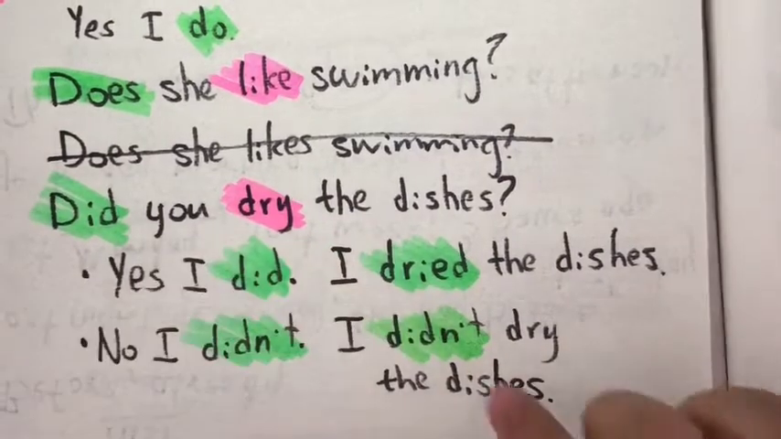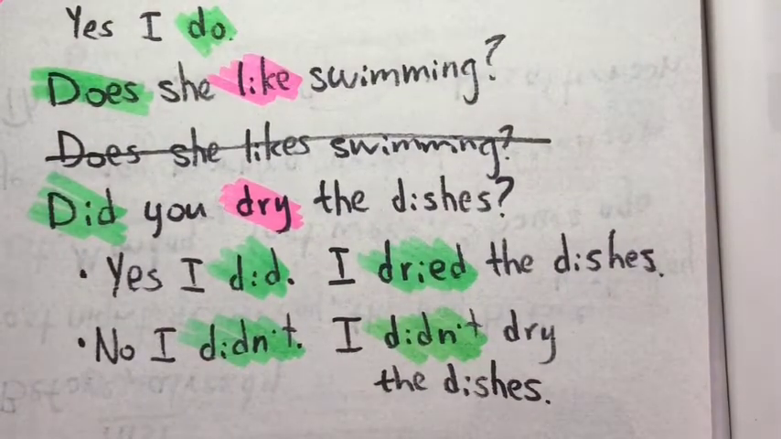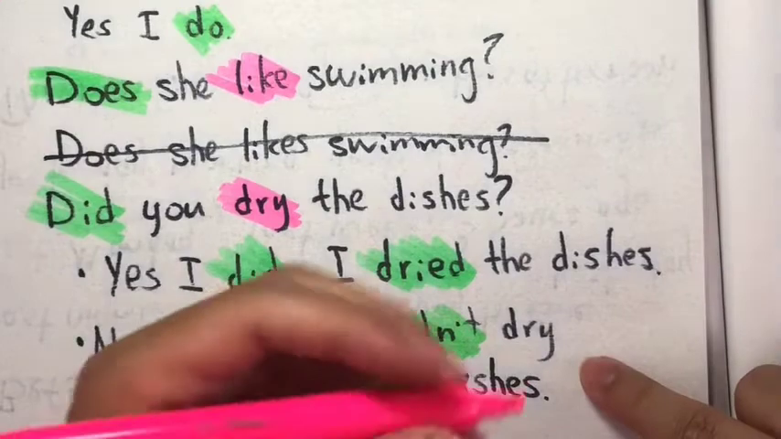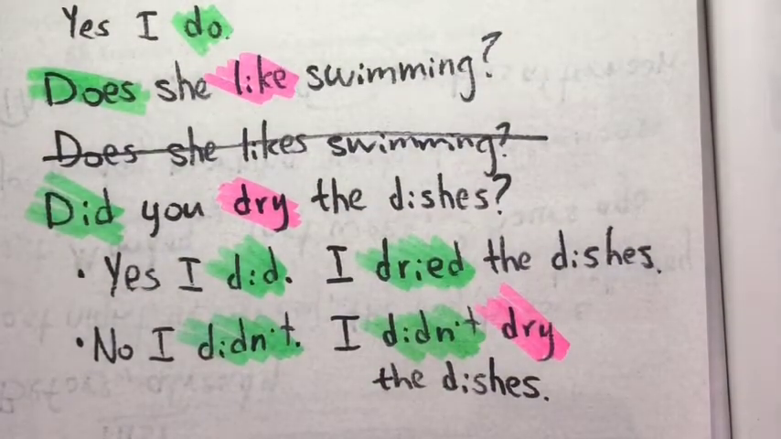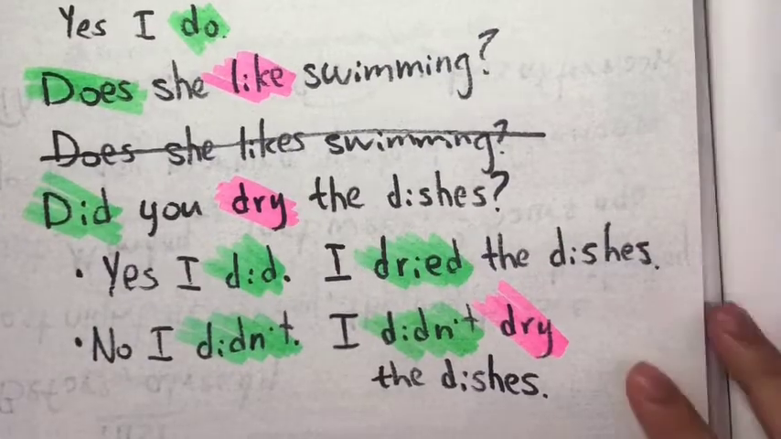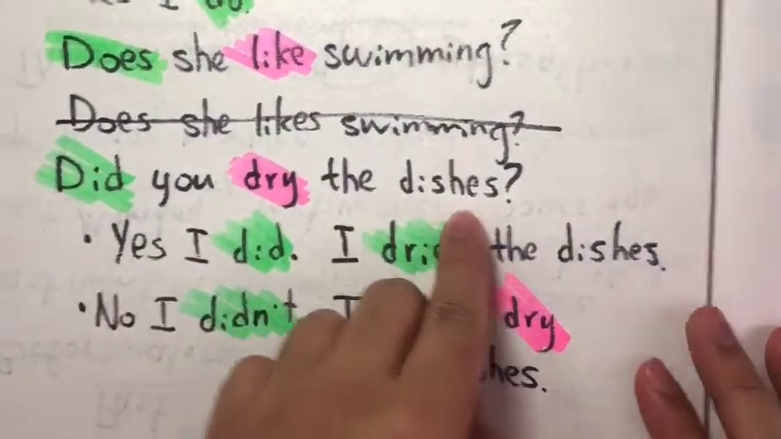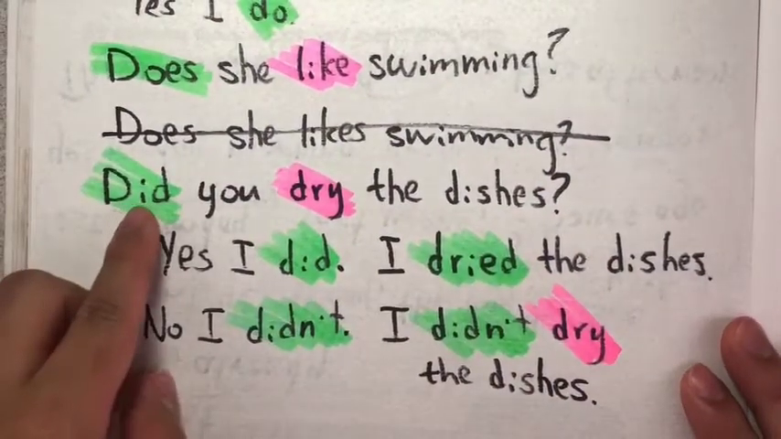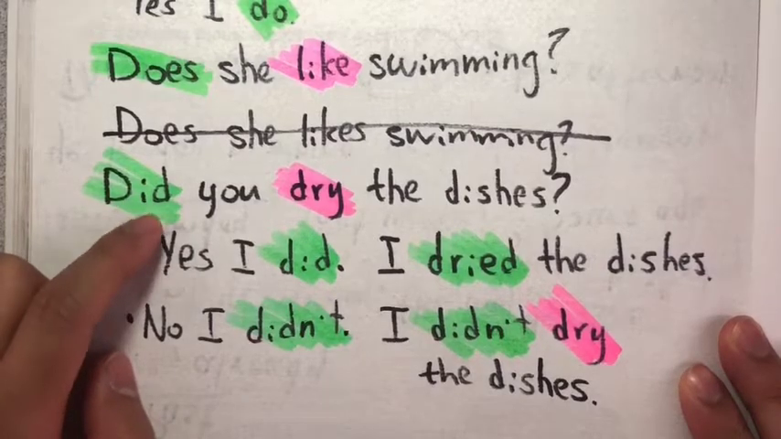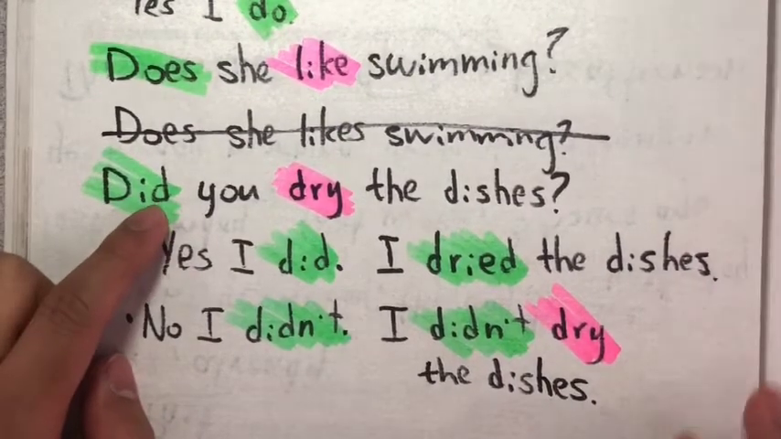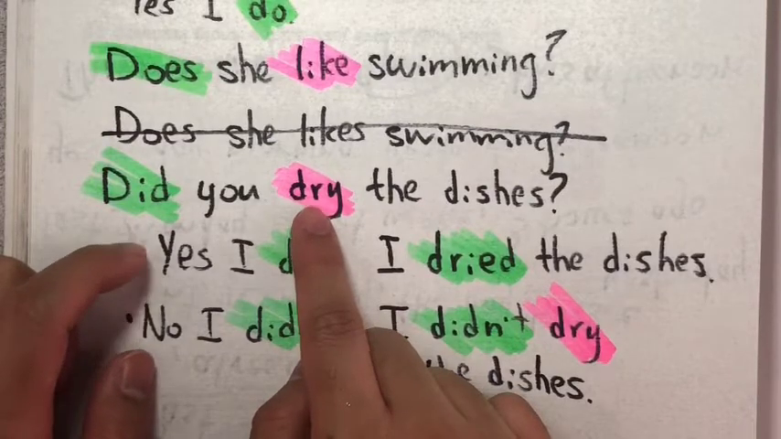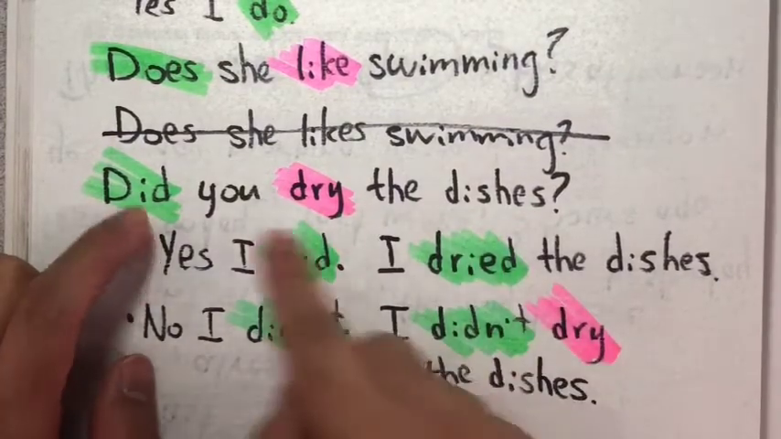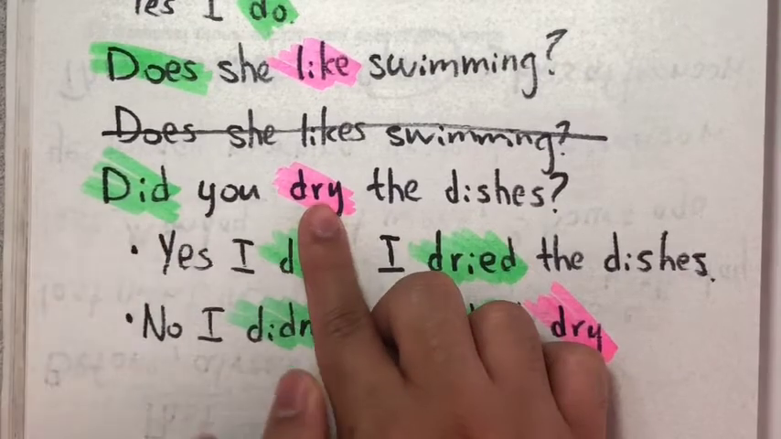Again, didn't is the first verb. Dry is the second verb. So we do not change the second verb. Did you dry the dishes? The first verb is did, so we changed this to past tense. Dry is the second verb. It's in the present. This is normal. We don't change it.